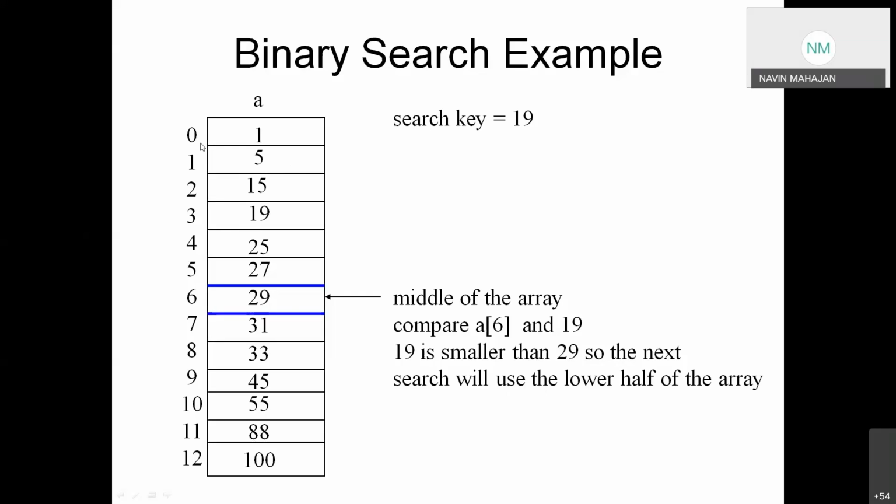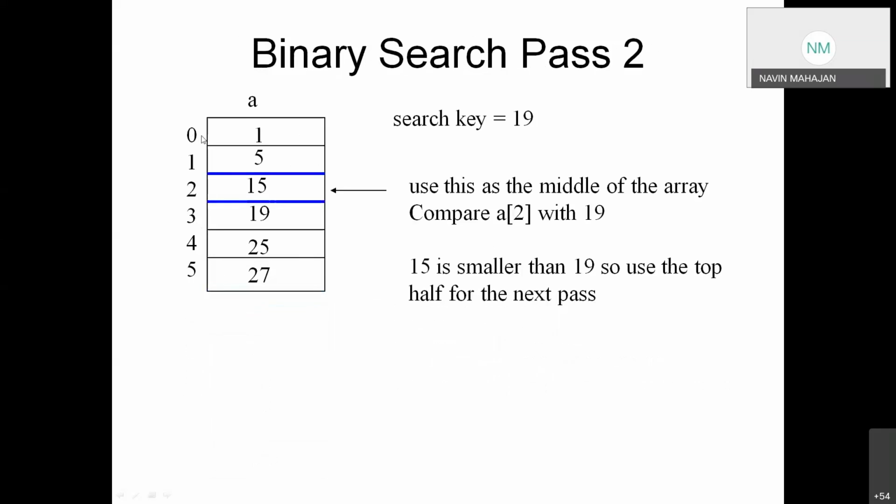Why 5? 0 is still the beginning. End was 12. Now I'll make end equal to mid minus 1, where mid was 6. So it becomes 5. So now begin will be 0, end will be 5. So between 0 and 5, I have to compare. So beginning is 0, end is 5.